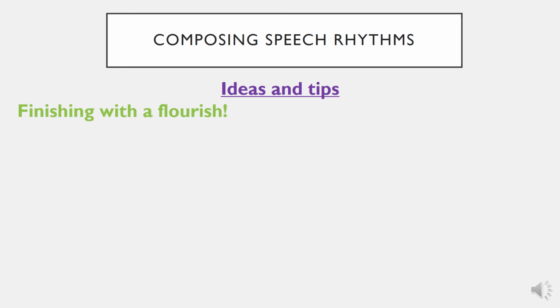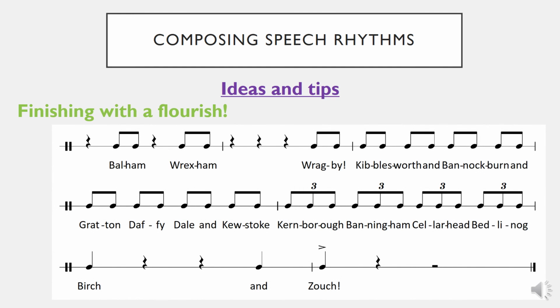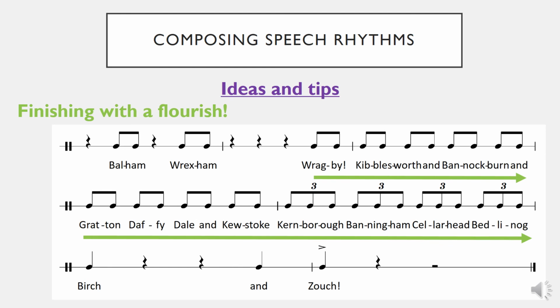Finally, it's always great to finish with a flourish. You might remember that the end of Zooch gets exciting and builds up to a finish, with rhythms that fit more and more syllables into each line. Kibblesworth and Bannock, Burn and Grattan, Daffy, Dale and Custoke, Kernborough, Banningham, Sellerhead, Bedlinog. This helps give the music a sense of driving forward and building up. Notice that the composer has used the word and in between stations here to help with this too. The build-up ends with a bit of a bang on Birch, followed by 2 rests where we catch our breath, before landing back on Zooch to end the piece. You might want to consider doing something similar to end your own composition.